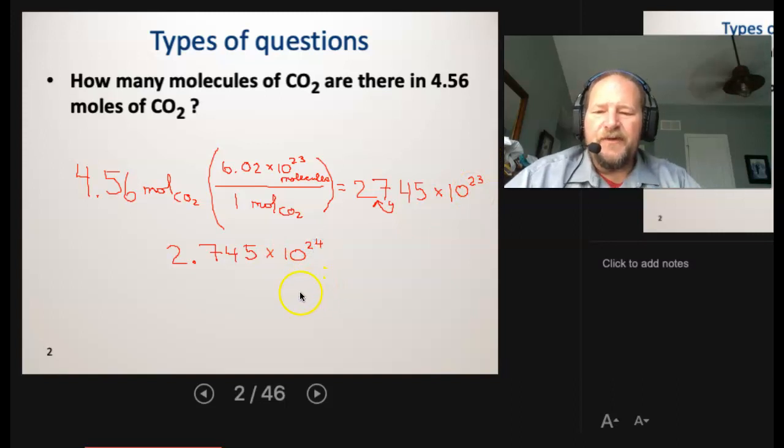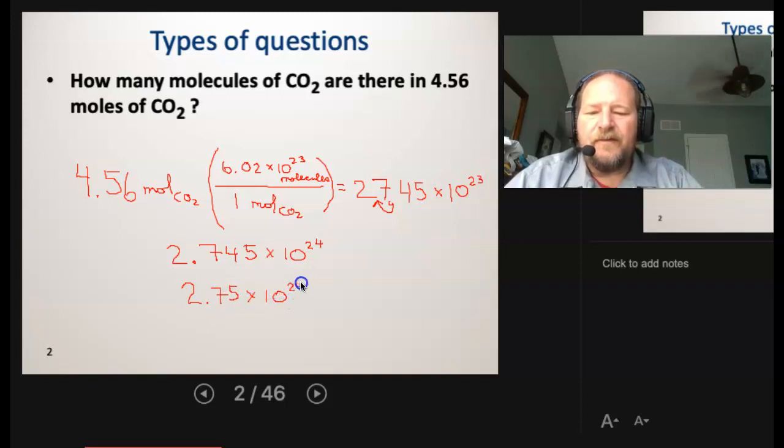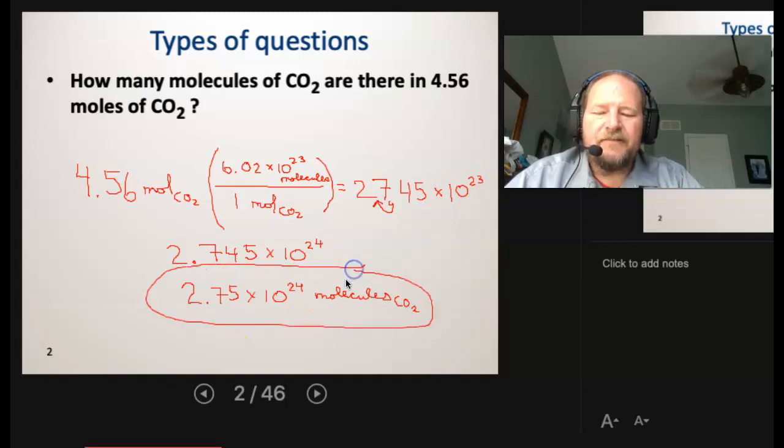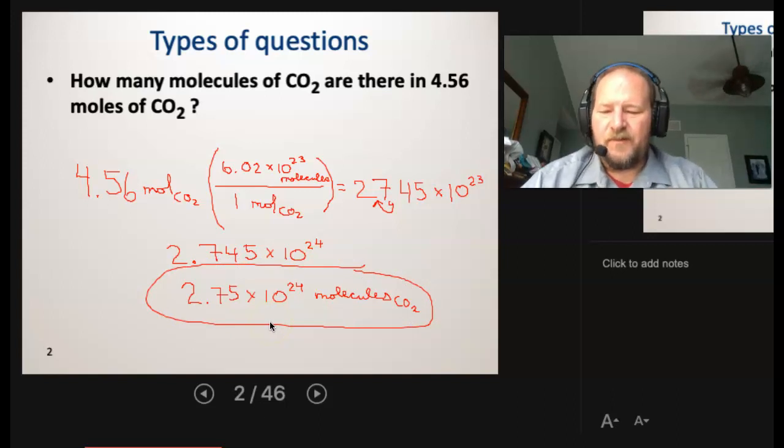And then the last thing I need to do is look at sig figs. Here we have 3 significant figures. Avogadro's number is going to be a constant, but it actually does go out further. So it's 6.022. But that one's also going to be 3 sig figs. And so my final answer then is going to be 2.75 times 10 to the 24th molecules of CO2. And so that would be my final answer. All right, good work, good work.